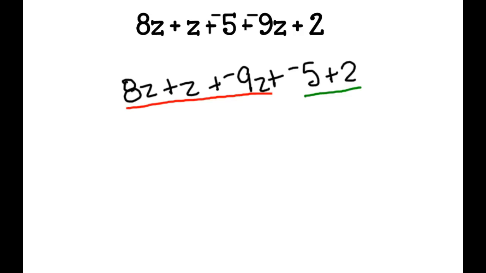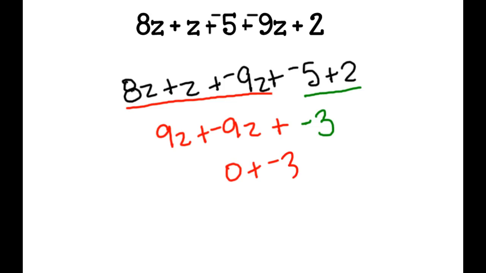So 8z plus 1z is 9z plus negative 9z plus negative 5 plus 2 is negative 3. And then 9z plus negative 9z is going to be 0 plus negative 3, which again is negative 3. So I circle my answer, and that's it.